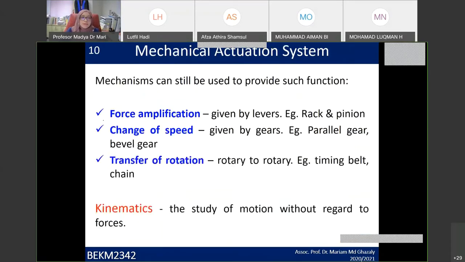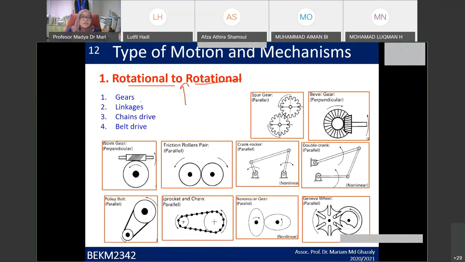Remember, you either want to have force amplification, or you want to change the speed. So these are the two main reasons why you need the rotary to rotary mechanism there. So you can either use gears, or you can use linkages, chain drive, and belt drive. So let's look at where these components are in this figure.